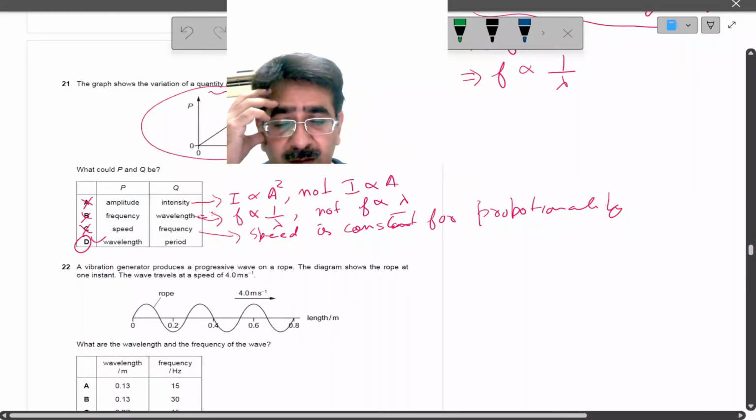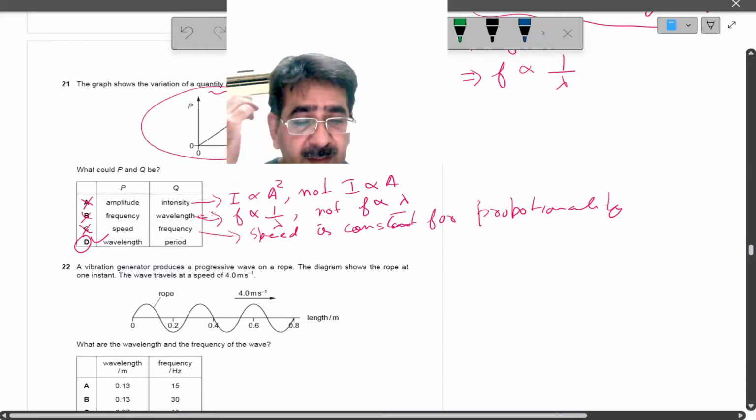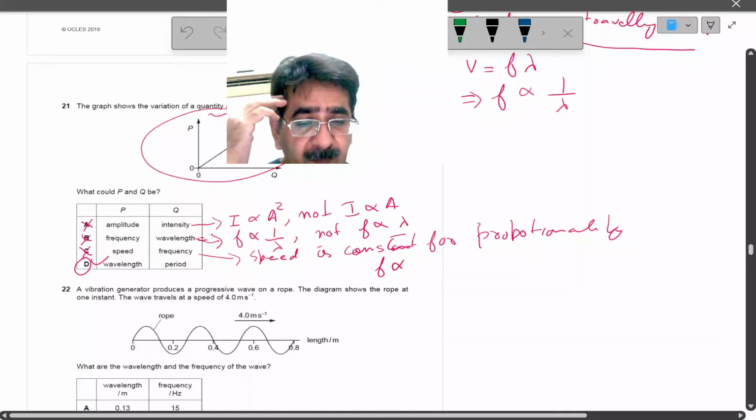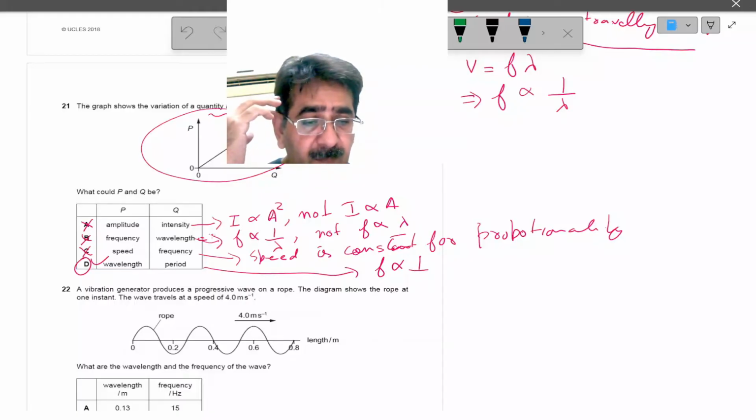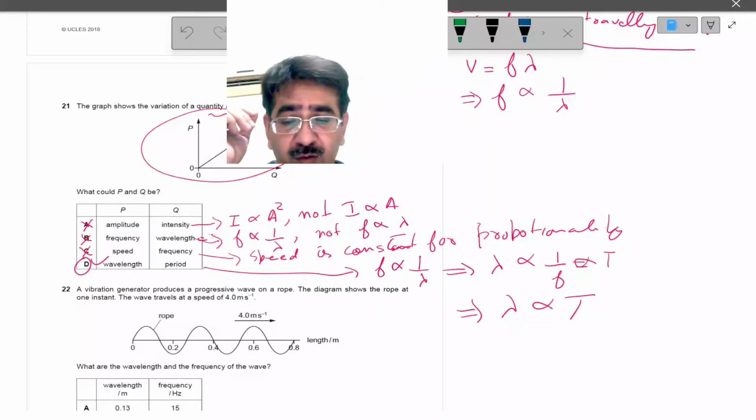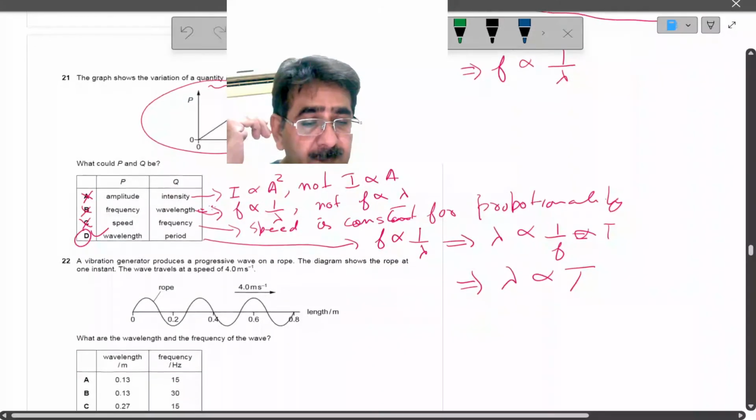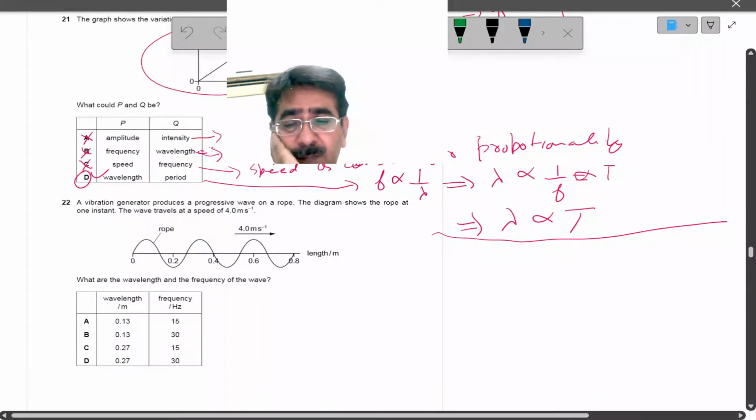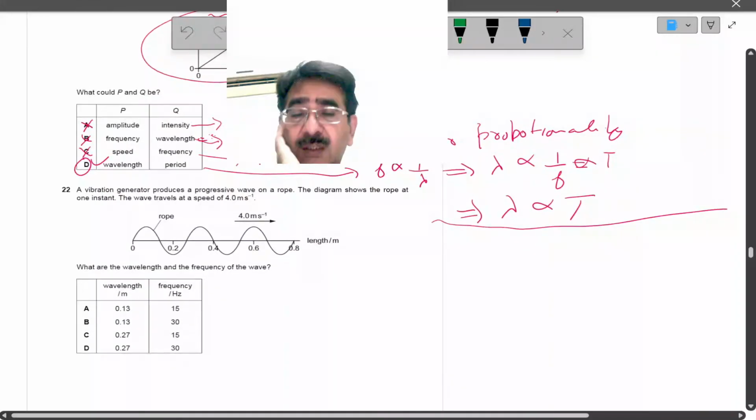This will be correct, because frequency is inversely proportional to wavelength, or you may say that wavelength is inversely proportional to frequency, but that is directly proportional to time. That means lambda is directly proportional to time. So the choice D is correct. Now the question number is 22.